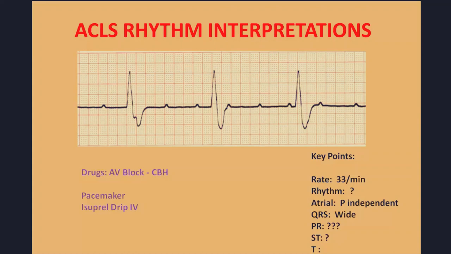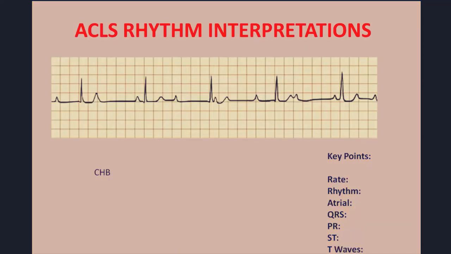In an acute situation, we could use isoproterenol drip to increase the heart rate, but the best thing would be to get an external pacemaker or a transvenous pacemaker so that we can stabilize the patient's condition as quickly as possible.